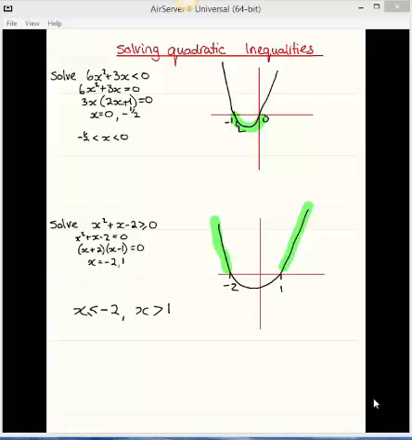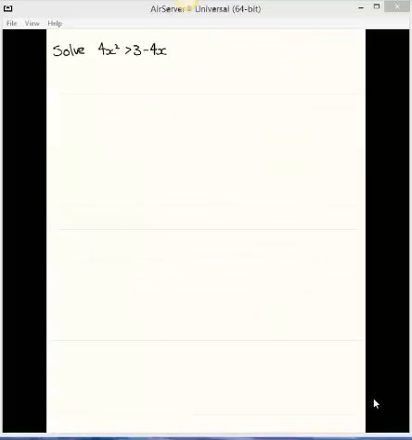We'll go over one more. We're going to look at this one. So we want to know when is 4x squared greater than 3 minus 4x. Okay, it looks different to the other ones, but the process is still going to be the same. The first thing we're going to do is bring your 3 minus 4x across so that we have it all on one side, because then we know that we're going to get 4x squared plus 4x minus 3 is greater than 0. And then we do exactly what we've been doing.